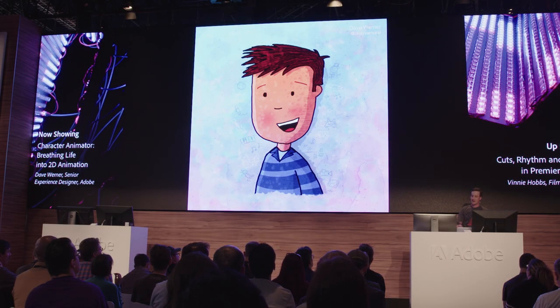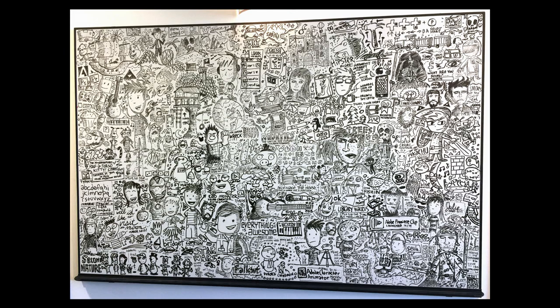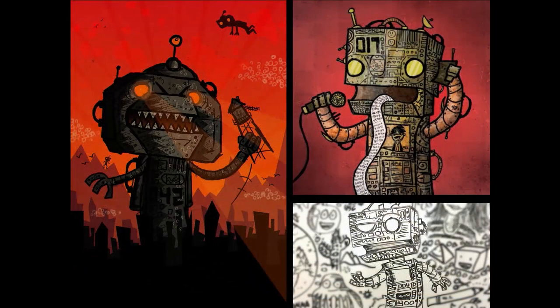I am a designer at Adobe, and I love to draw. This is what my office whiteboard looks like. Some call it art, some call it the scrawlings of a madman and a desperate cry for help. You be the judge. But the thing I love to draw the most are robots.